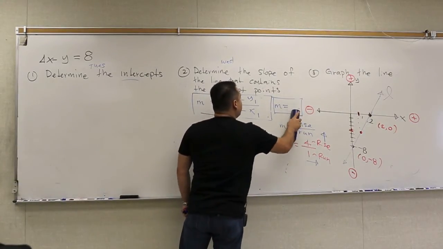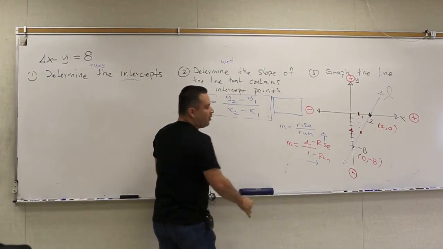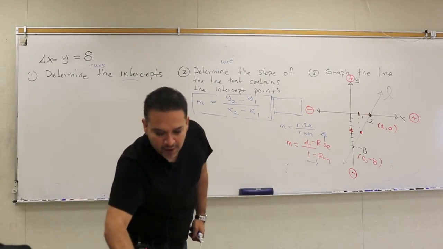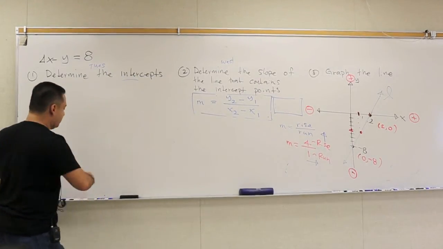This is 4. Okay, so let's take a look. What was the second equation you had? Okay, let's try that one.